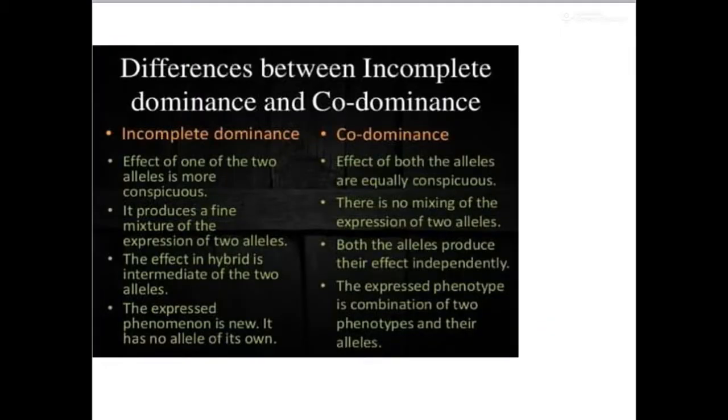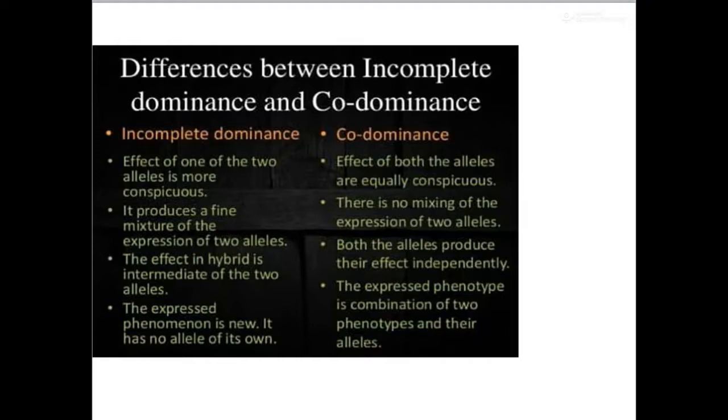Now, what is the difference between incomplete dominance and codominance? In incomplete dominance, neither of the two alleles is conspicuous, and it produces a fine mixture of expression of the two alleles, and the effect of the hybrid is intermediate of the two alleles. And you can see that the expressed phenotype is new and it has no allele of its own.